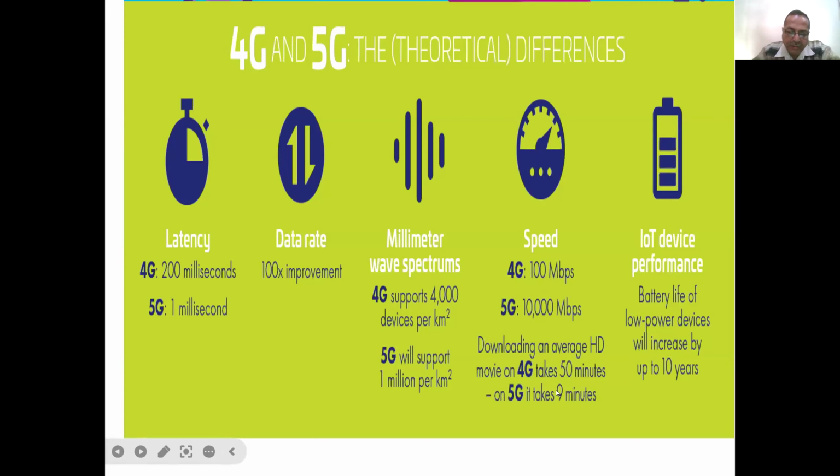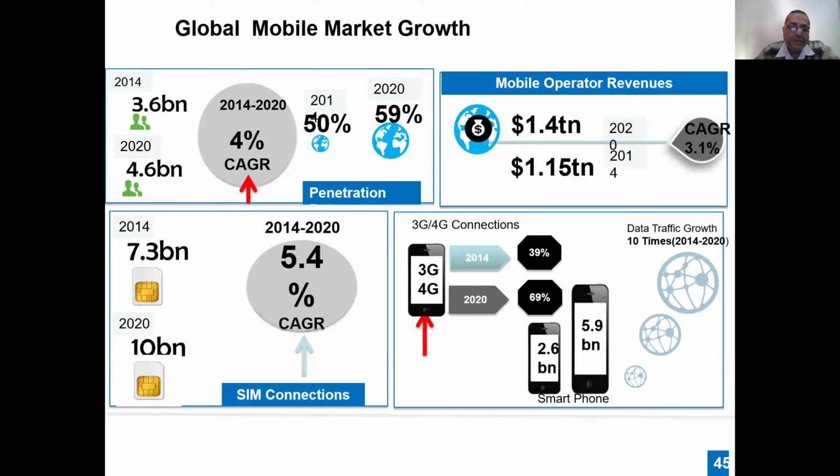So if we see just an example, downloading an average HD movie on 4G takes 50 minutes, whereas 5G takes just 9 minutes. So our systems are becoming much faster, much more reliable, much more efficient. And we are also nowadays worried about the battery, because every mobile is supported by the battery, which is its backup. So battery life is naturally more important because it involves the cost. In 5G, the battery life will increase by 10 years. So these are points which go in much favor of 5G.